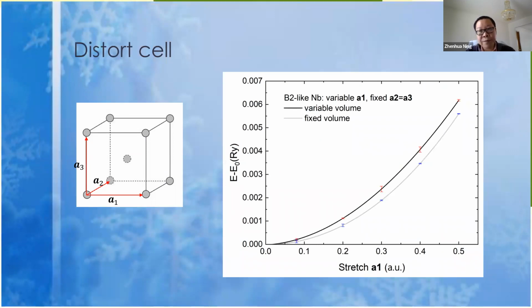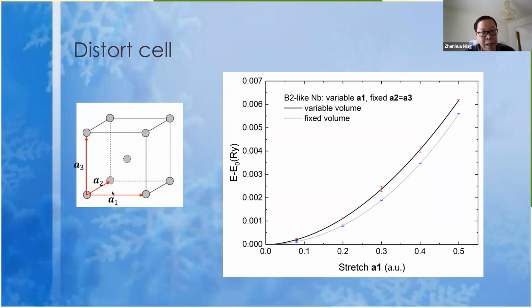The last test for the full potential KKR is that I distorted the unit cell for a BCC system. This is BCC niobium. I did two tests with different constraints. The first one is that I keep A2 equal to A3 equal to the ground state value, and I stretch the vector A1. So in this test, the volume is variable, and the result is shown in the black line.